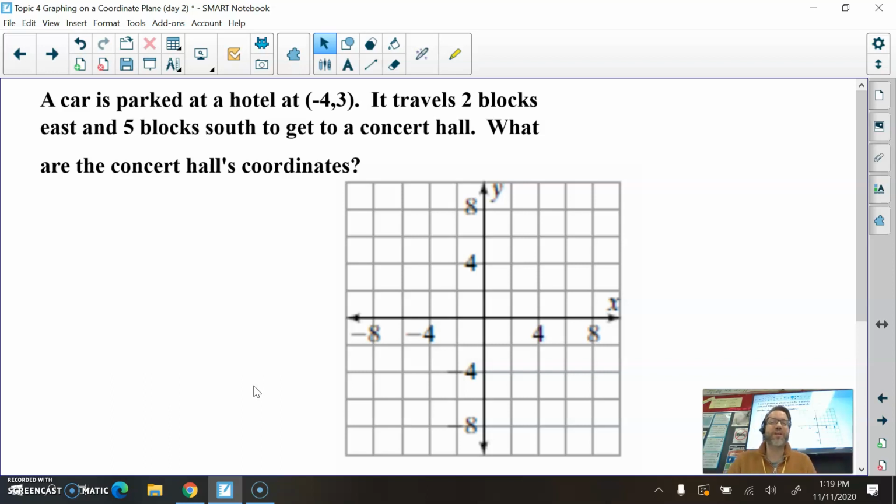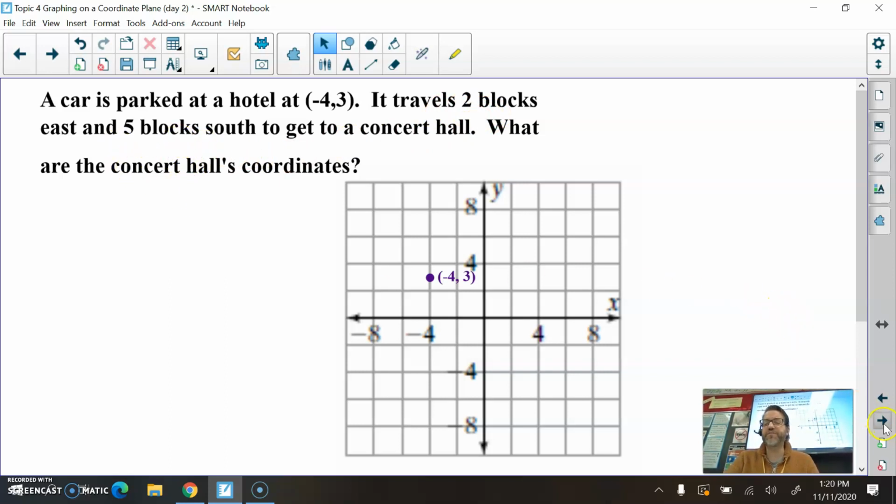All right, so we need to start out by locating our car at -4, 3. That's where the hotel is. Okay, so -4, 3, there it is. Here's where your car is, here's where the hotel is. See, we're at -2, -4, and then up 2, and then half a space would be one more. So there's our location, -4, 3. Now we're going to travel 2 blocks east and 5 blocks south.